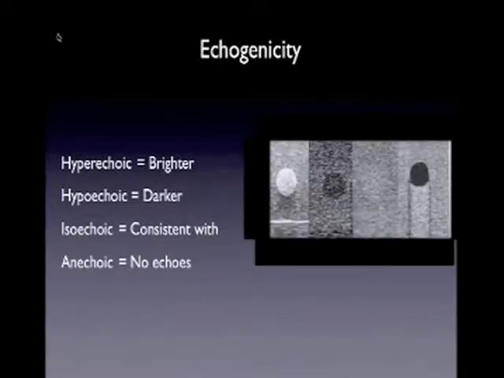Echogenicity refers to the amplitude or brightness of the echoes returning to the ultrasound probe. If a structure is very bright, it is said to be hyperechoic or more echogenic than its surrounding structures. If a structure is darker than its surroundings, it is called hypoechoic or less echogenic. Isoechoic structures have the same echogenicity as their surrounding structures. Anechoic refers to the absence of echoes. Fluid-filled structures appear anechoic.